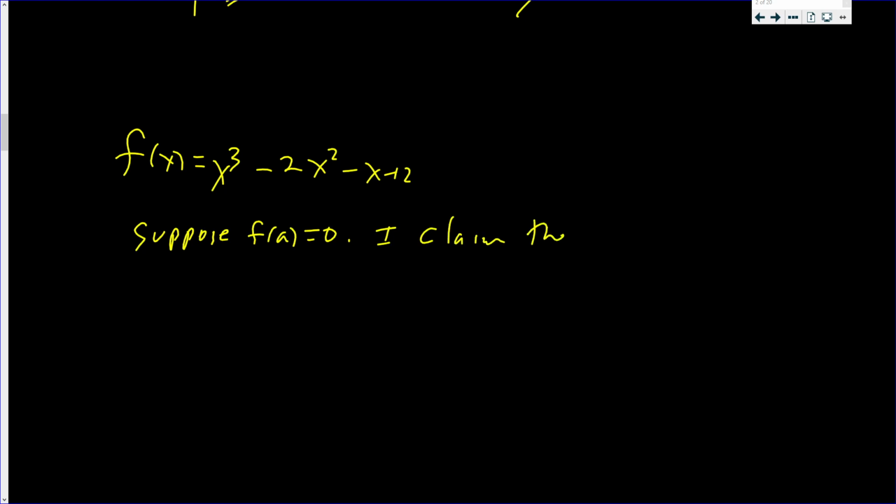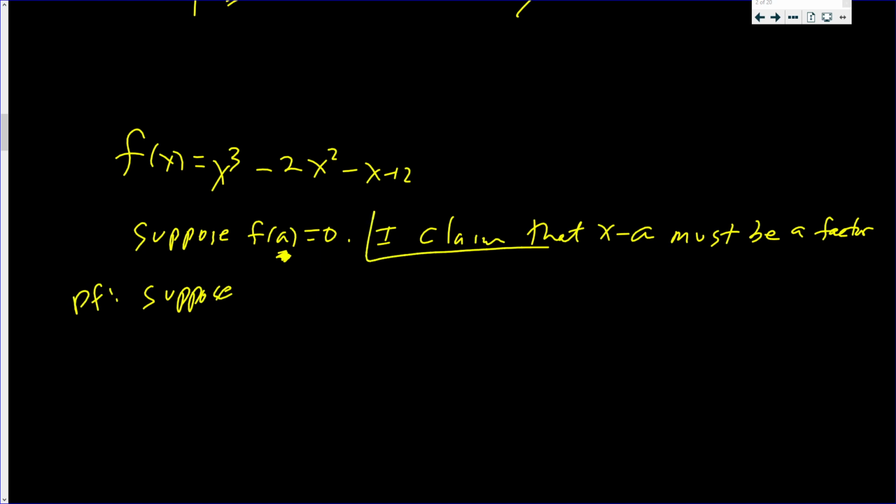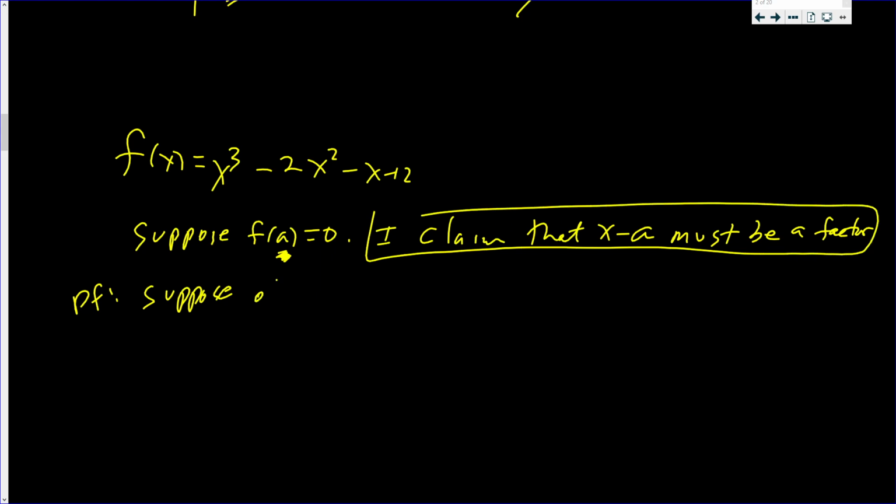I claim that x minus that root, anything that makes the function 0 is a root, I claim x minus a must be a factor. I'm going to prove that it's true. Proof. So this is what we want to prove. Suppose otherwise. I mean, after all, either x minus a is a factor or it's not a factor.